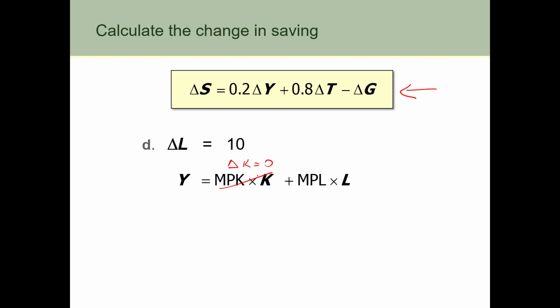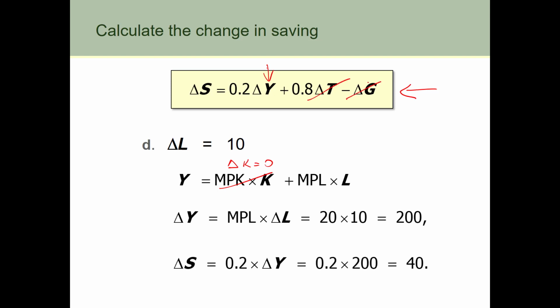We'll have that delta Y is equal to MPL times delta L. Now we have an amount for the change in Y. Delta T and delta G are 0, and we find that the change in national saving then is 0.2 times delta Y, 40. The use of the delta symbol is very common not only in this course but in economics in general. You should practice until you're familiar with it.